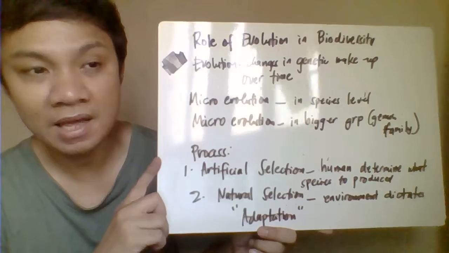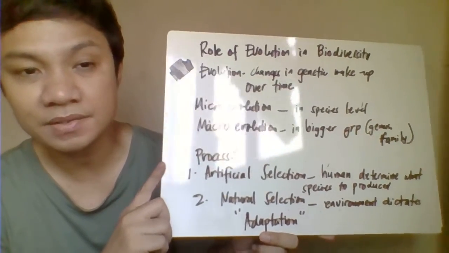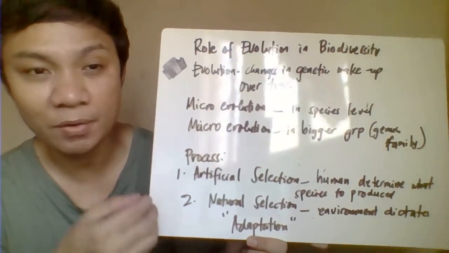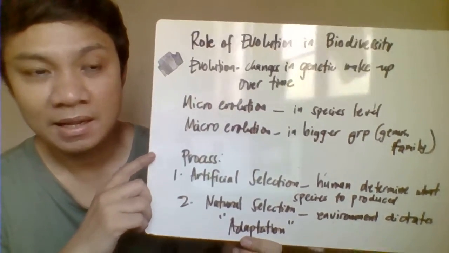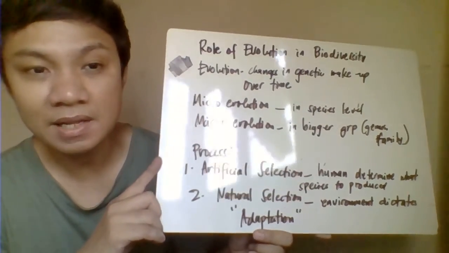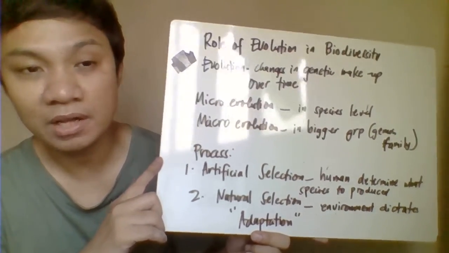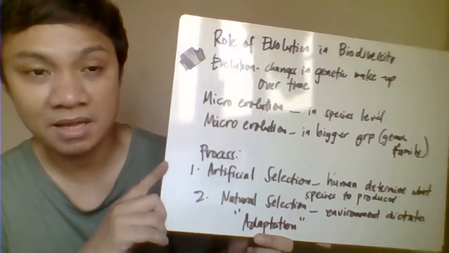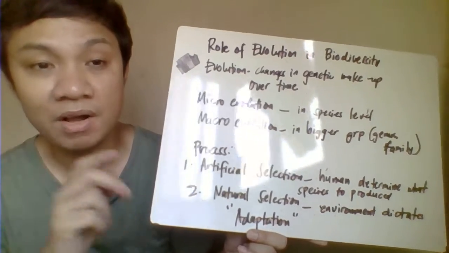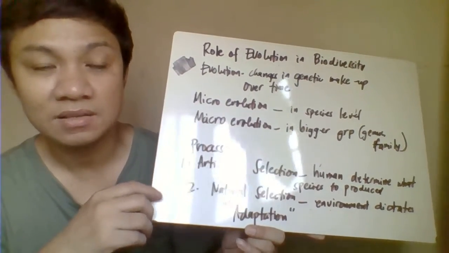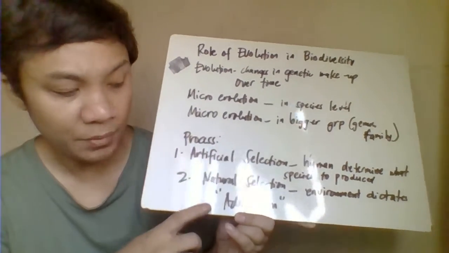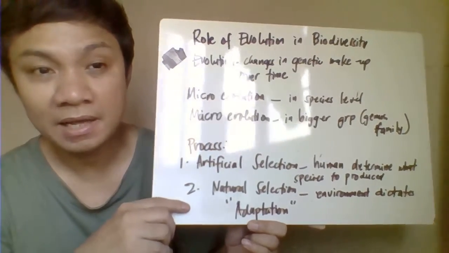When we speak about the artificial selection process, what dictates which organisms are going to live or exist in a particular generation would be the human. Pag natural selection, what dictates what is going to survive would be the environment. But of course, natural selection would always be confounded in the survival of the fittest. So those who are able to survive in that particular generation are those who were able to adapt to the environment.